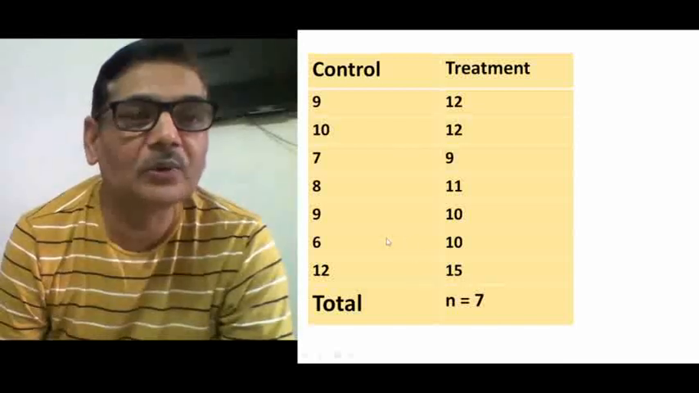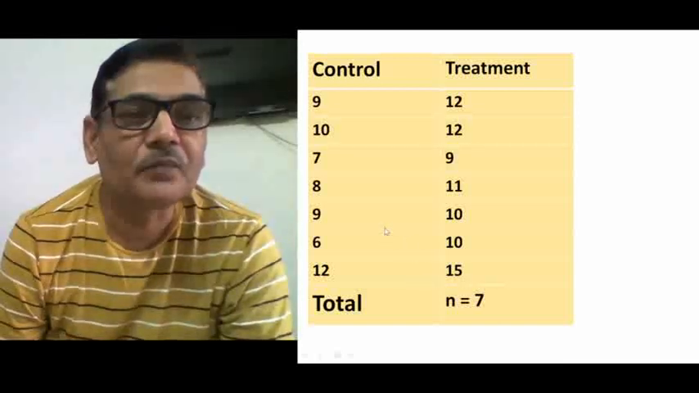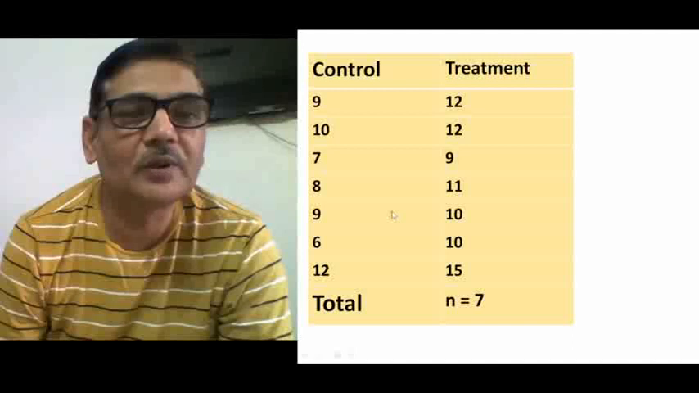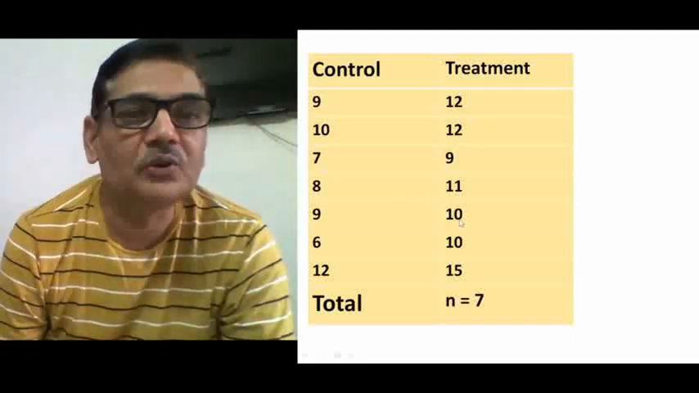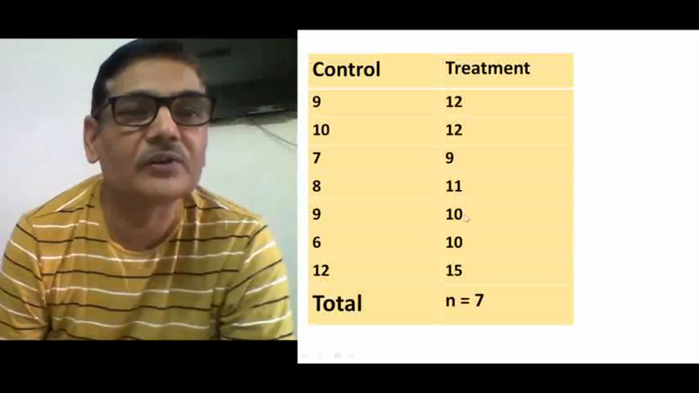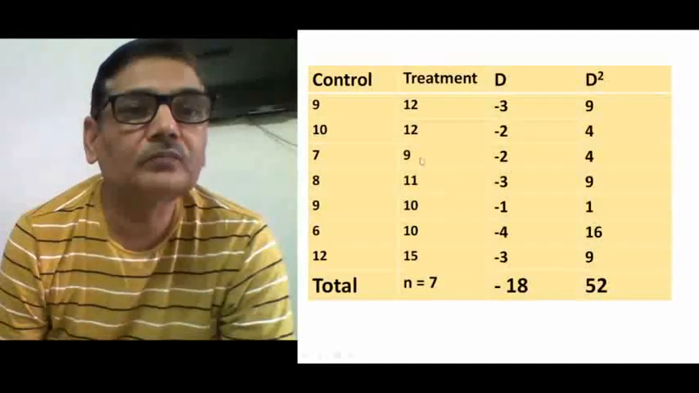So our null hypothesis will be that there is no difference between the mean values in the two different conditions. And the alternate hypothesis will be that a difference exists between the mean hemoglobin content of the 7 individuals observed in two different environmental conditions. So the calculation method is given here.